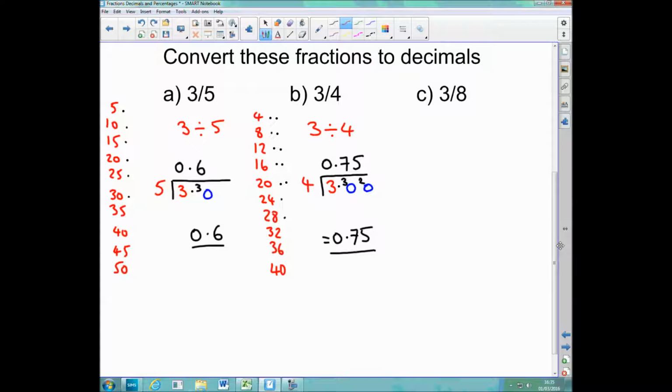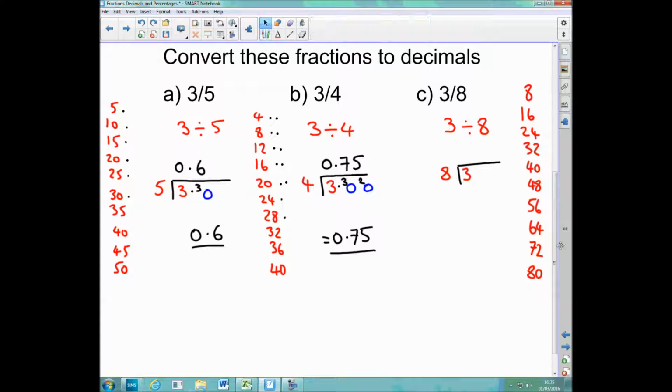Okay, again, we're going to do 3 divided by 8. So I'm going to draw my bus stop in. Okay, we're dividing 3 by 8. So I'm going to put my 8 times table up again. Okay, so 8, 16, 24, 32, 40, 48, 56, 64, 72, and 80.